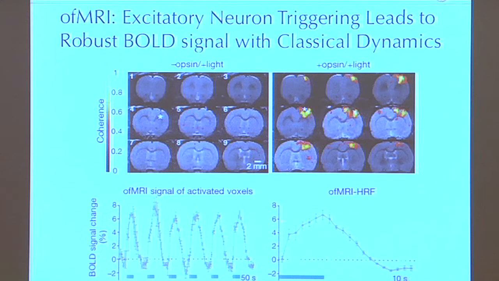as soon as the stimulation turns on, with the decay starting when the stimulation turns off, with the post-stimulus undershoot, which has the classical shape of a functional MRI hemodynamic response, which shows that by selectively triggering the excitatory neurons using optogenetics, it leads to a robust BOLD fMRI signal with the classical dynamics.